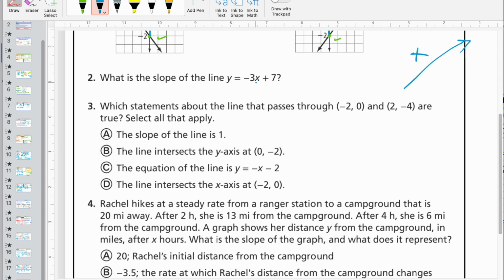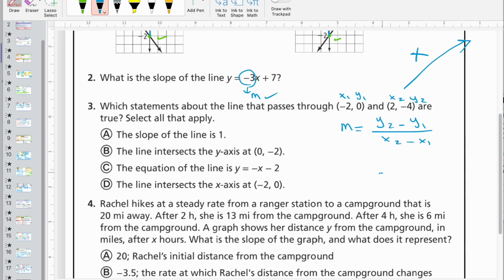Next question. What is the slope in this equation? It's negative 3. This is M. Which statement is true about these? The slope of the line is 1. I don't know. Let's find it out. M equals, I can't use rise over run. I have to use this one: y2 minus y1 over x2 minus x1, with x1, y1, x2, y2.